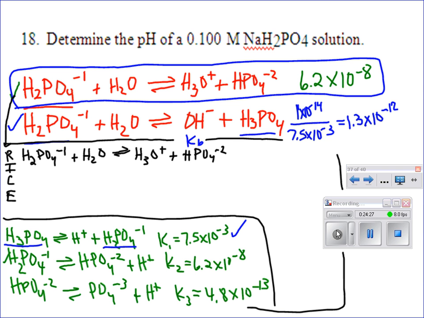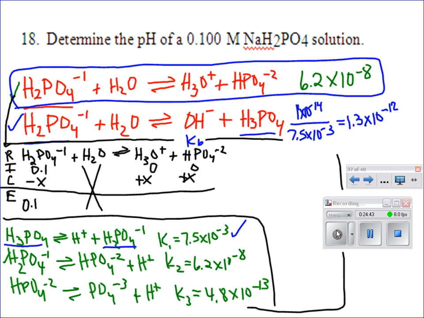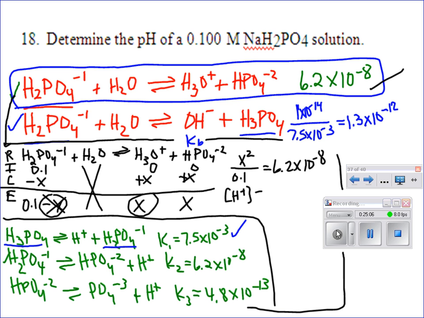And then we have our initial concentration. They gave us in the problem is 0.1. No water, 0, 0, minus X, plus X, plus X. I'm going to trump it for sure. I didn't trump that last problem for demonstration purposes, but we're trumping this one. So we're going to set up our X squared over 0.1 equal to the K 6.2 times 10 to the negative 8. That's going to give me my H plus concentration. Y'all get 7.9 E negative 5. And then that's moles per liter. So if we take the negative log of that, we get a pH of 4.10.